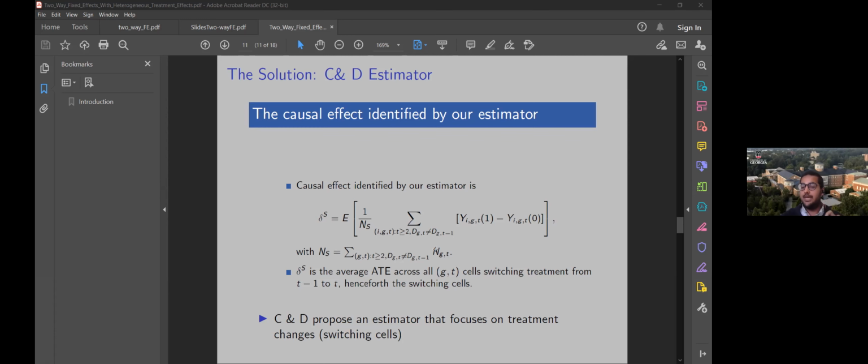So that's one way they have proposed an estimator that accounts for who you are comparing against when you are actually taking a difference-in-differences estimator.